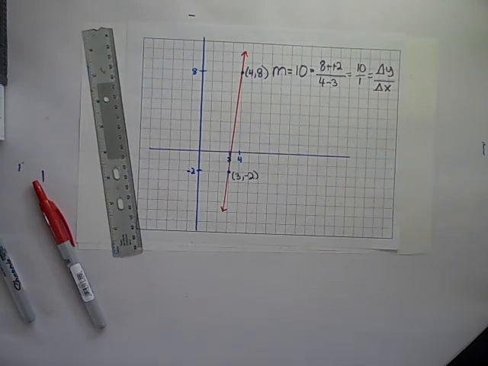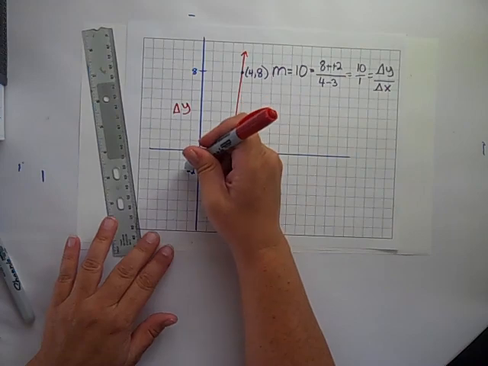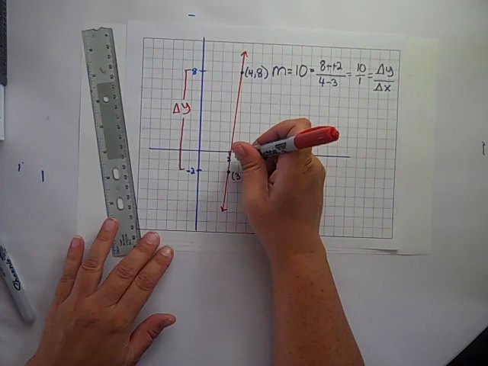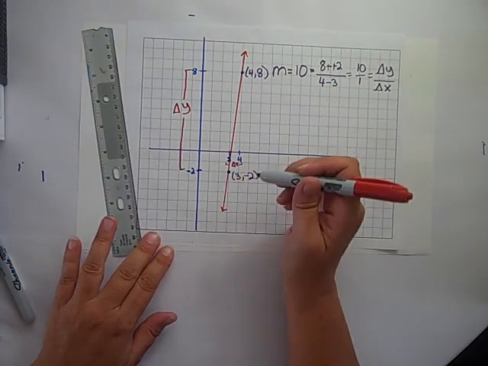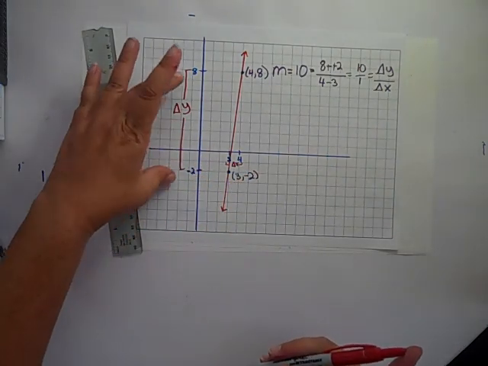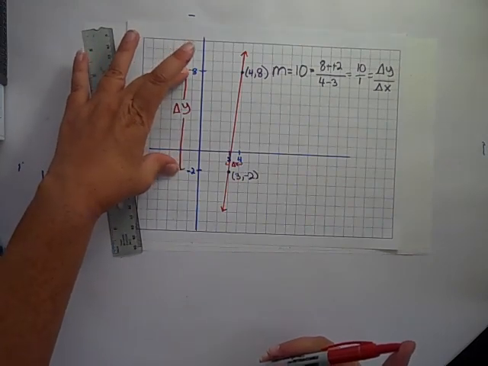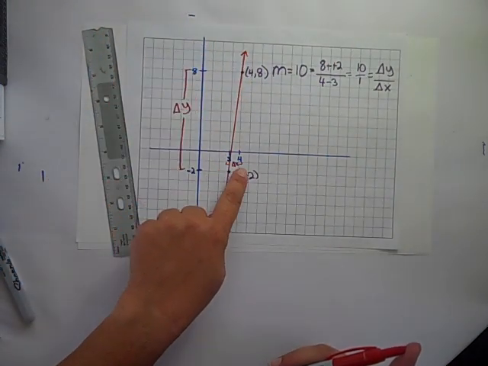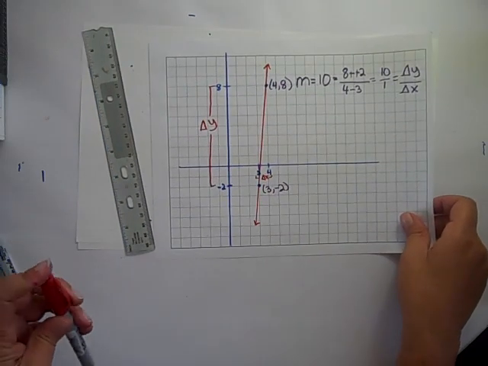So let's mark our change in y and our change in x. Our change in y went all the way from -2 to 8. And our change in x, kind of hard to fit in here, went from 3 to 4. There's our change in y and our change in x. Okay, and you can figure out slope that way too. You can see that y changed by 10. Okay, and y increased, so that's positive 10, and x moved by 1. Okay, that was number 3. Let's do number 4.